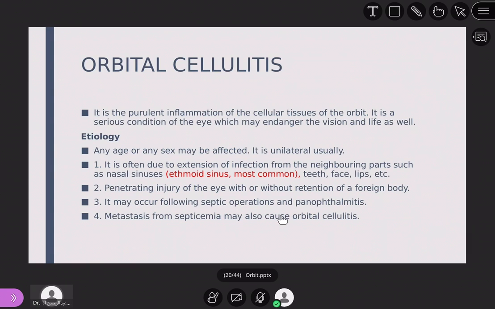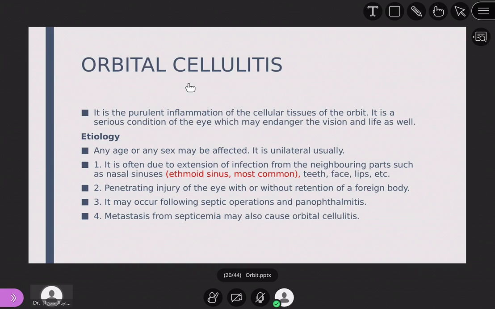Orbital cellulitis, in contrast to the preseptal, is a serious condition. It may endanger the vision and even the life as well. Etiology: any age or any sex may be affected. It is usually unilateral. It's often due to extension of infection of the neighboring parts such as the nasal sinus, especially the ethmoid sinus.